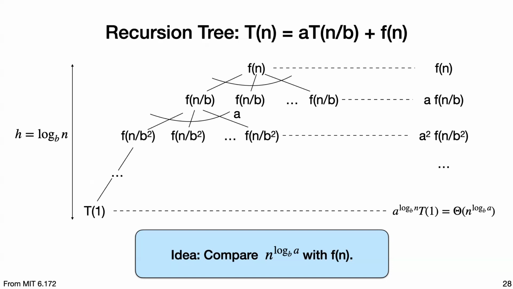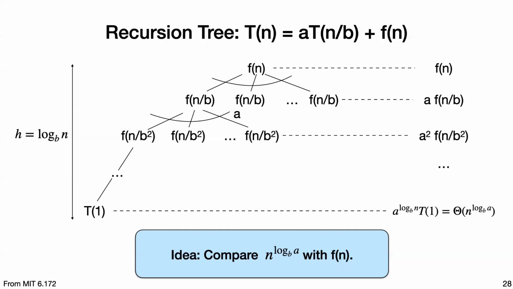So at the first level, we just had 1, which takes time f of n. At the second level, we have a of them. Each of them now takes time f of n over b, because that's just the input size at the second level. And same here, now we have a squared subproblems, but each of them takes time f of n over b squared.